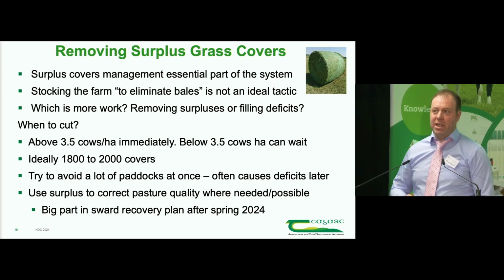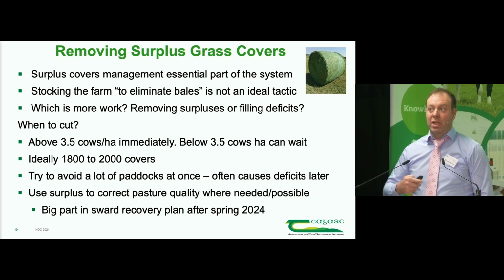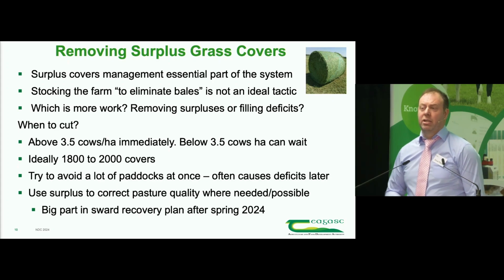But the deficits thing, that's a situation where you have to do it every day yourself. You also have to go out and put up a reel in the paddock to hold cows back. So it's a huge amount of work. If we're setting our system up where there's no room for removing surplus or to eliminate bales, it's not a great strategy in my head.